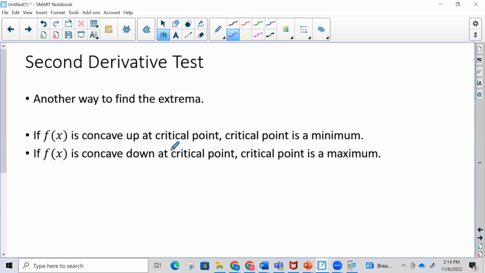So the whole idea is that when we have a max like this, we know that the function is always going to be concave down. So if f of x is concave up at a critical point, and again, the critical point is where the derivative is 0, then that critical point is going to have to be a min.